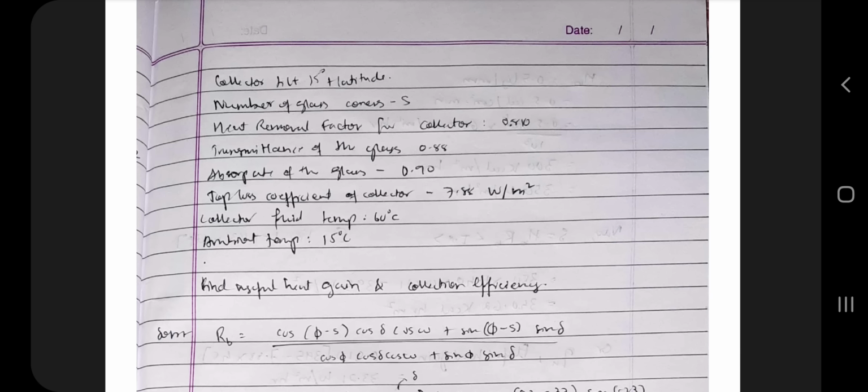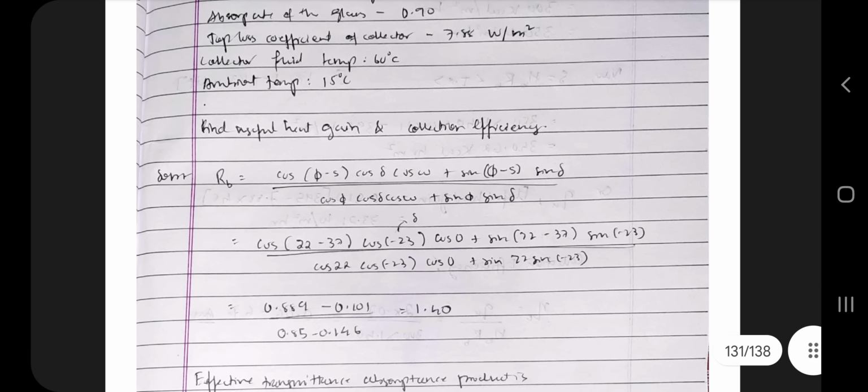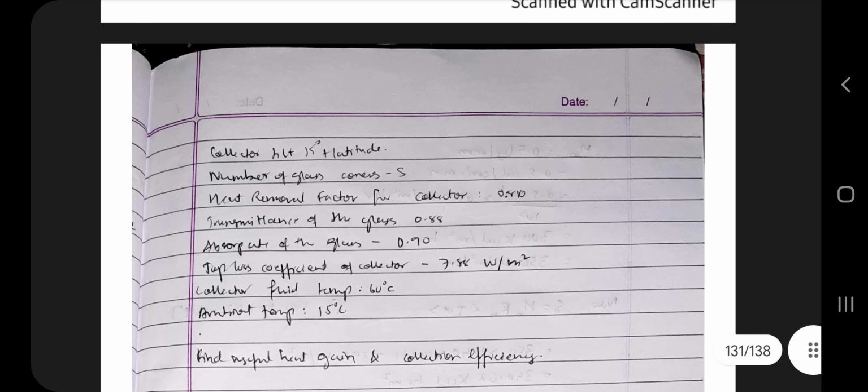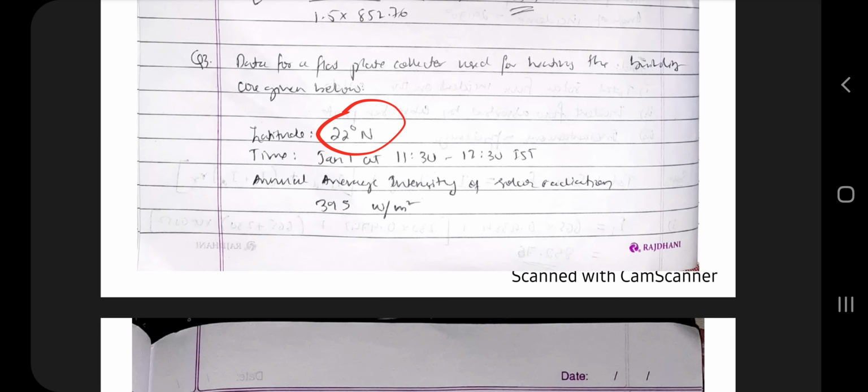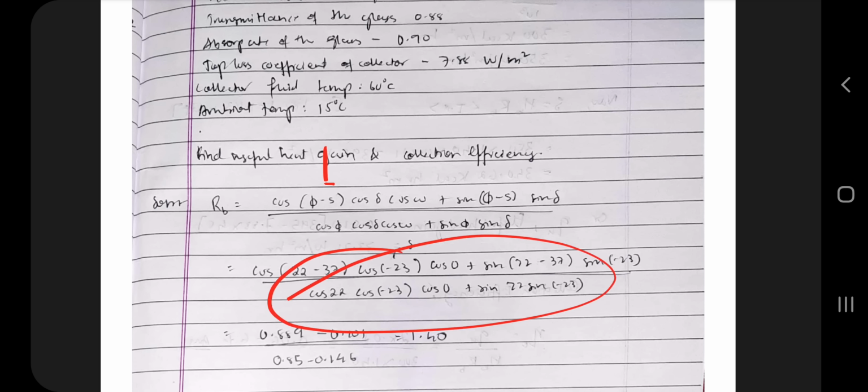Now if you ask me how it is 37 degree, what I will tell you is the angle of tilt is given as 15 degree plus latitude. Now you'll ask me what is latitude. I'll tell you the latitude value is given here as 22. So 22 plus 15 is what? Obviously it is 37 only. So I have written here 37. Like that only you will substitute for all.